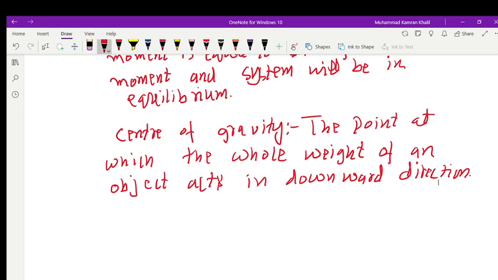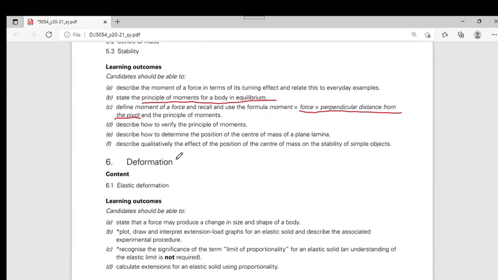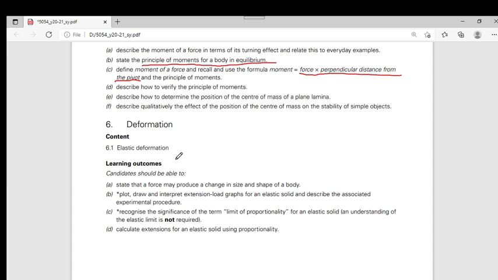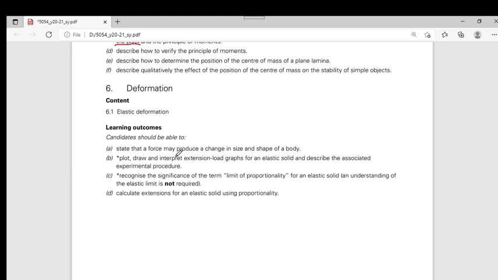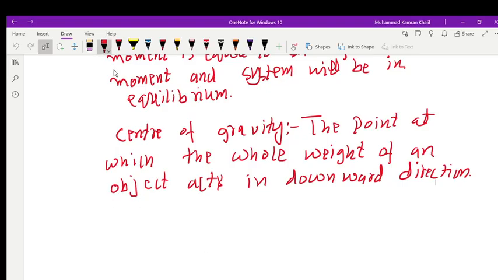Okay, next unit is a unit related with the deformation. So there is one definition which has been asked in the past paper. What is meant by limit of proportionality? So that is the point till which limit of proportionality. Now the definition related with the limit of proportionality.